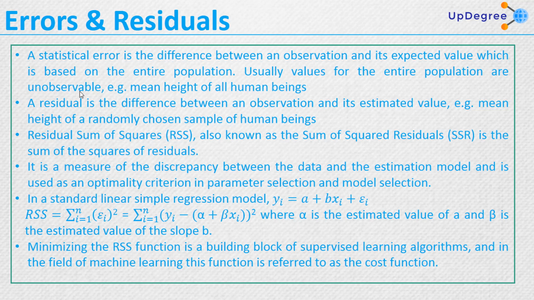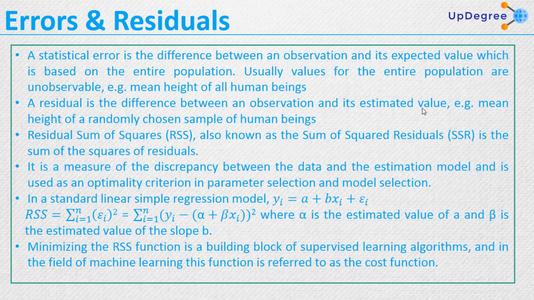A residual is the difference between an observation and its estimated value, that is the mean height of a randomly chosen sample of human beings. So residual will be calculated on samples, that is the subset of the population. Residual sum of squares, in abbreviated form RSS, also known as sum of squared residuals, that is SSR, is the sum of the squares of residuals. It is a measure of discrepancy between the data and the estimation model, and it is used as an optimality criterion in parameter selection and also in model selection, that is, which model will be suitable for this particular data set for the predictions.